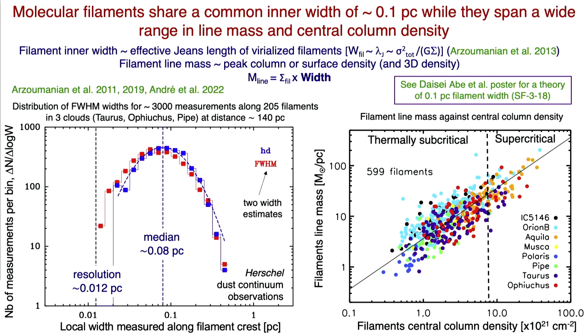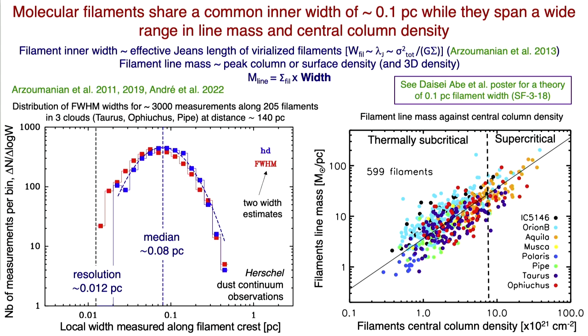While these filaments span a broad range in central column density and line mass, as you can see on this plot, these two quantities show a linear relation, and the proportionality between them is the width. So the fact that these two quantities show a linear relation suggests that the width doesn't vary much between these filaments. Here I show the distribution of the inner width of filaments observed in nearby regions, where the Herschel resolution is 8 times better than the median width observed towards these filaments, which suggests that this width is well resolved and gives an indication of the physical property of the filament.